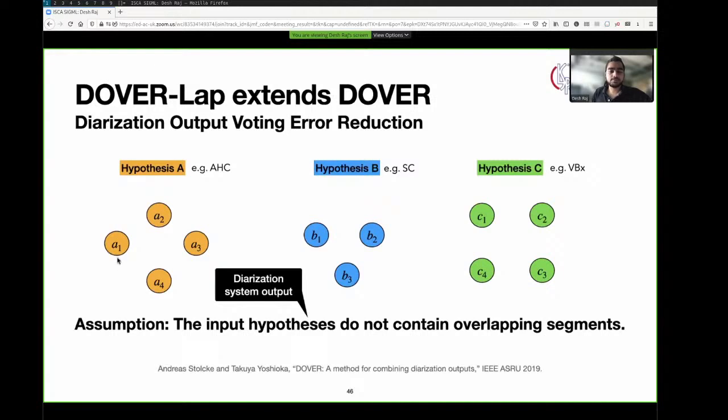So for example, let's see how it works on these three different systems. Suppose you have system outputs from three clustering approaches: agglomerative hierarchical clustering, spectral clustering, and VBx. All these methods have the single speaker assumption. They do not contain overlapping speech. So again, as I mentioned earlier, they have speaker labels in different spaces. So hypothesis A has A1, A2, A3, A4, B has B1, B2, B3, and so on. Hypothesis here means diarization system output.